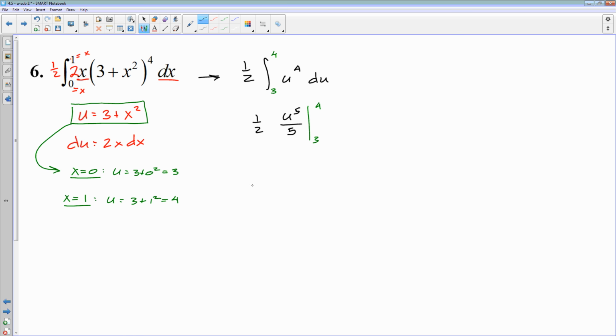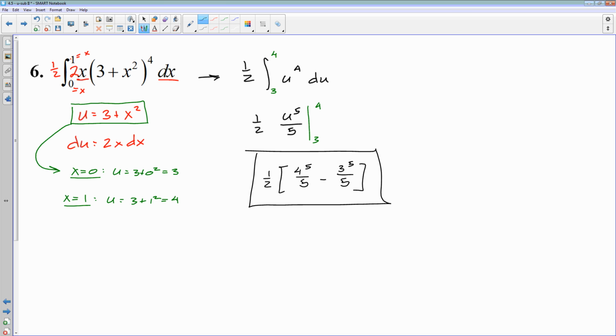And you'll see we end up with the same thing. So that'll be 1/2 times, I'll plug in 4 to the 5th over 5, minus, and then I'll plug in 3 to the 5th over 5. And that's our answer. I personally like to change the limits of integration.